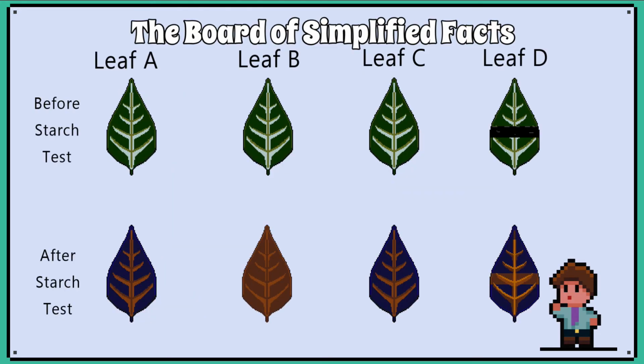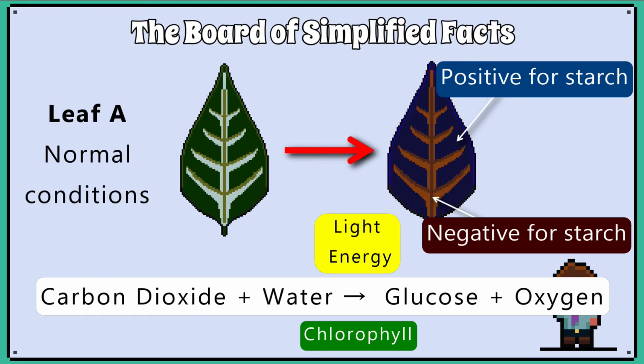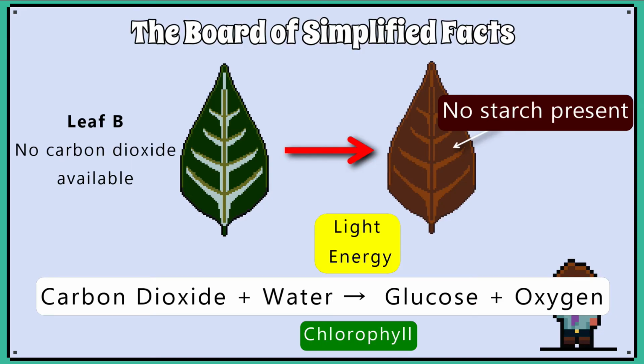We get the following results where we show the before and after the starch test for each leaf. Leaf A shows that the green parts of the leaf have starch, but the white parts do not. This is because the white parts of the leaf have no chlorophyll, and therefore can't photosynthesize and make glucose, and therefore make starch. So this proves chlorophyll is needed for photosynthesis. Leaf B shows no positive result for starch because carbon dioxide is required for photosynthesis to occur. So no carbon dioxide, no photosynthesis, no glucose, therefore no starch.